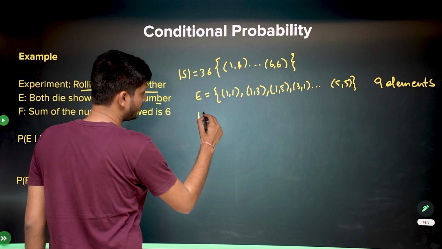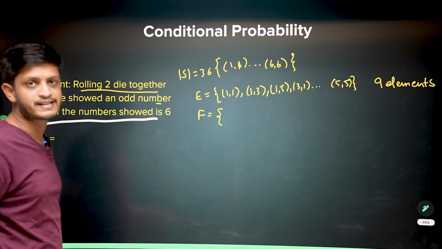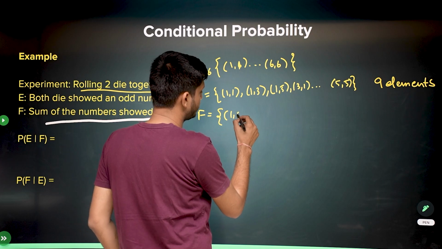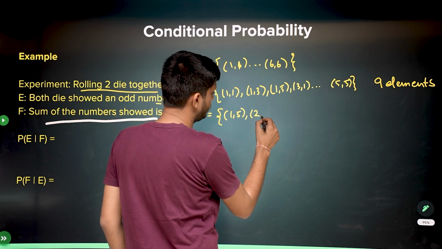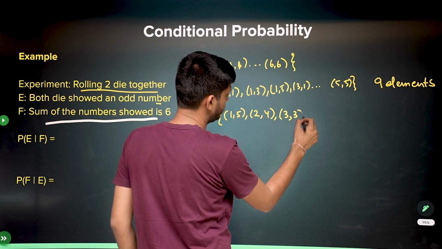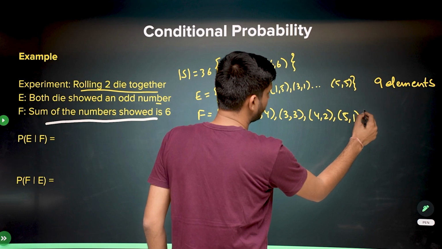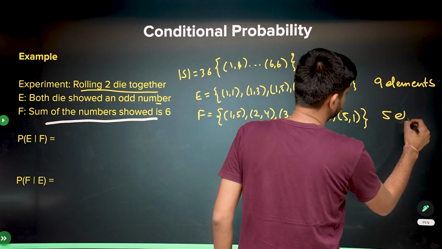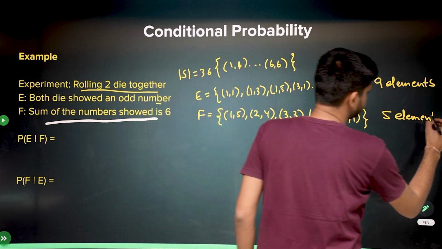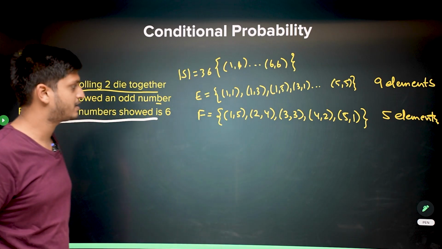And the event F is given to be that the sum of the numbers showed is 6. So what are the cases? 1,5, 2,4, 3,3, 4,2, 5,1. These are the only 5 cases, 5 elements. There are 5 elements in set F.